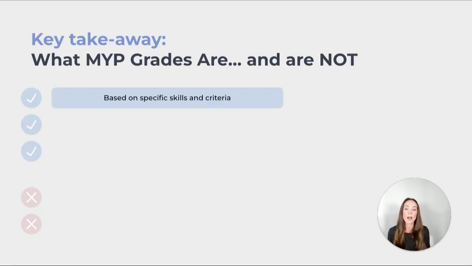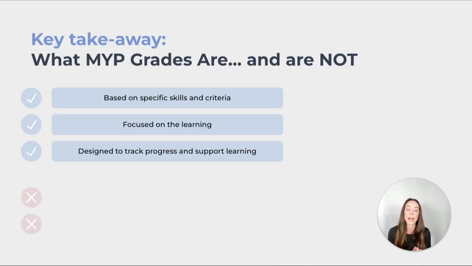Each grade reflects how well a student has demonstrated certain skills and understanding in a subject. They are focused on the learning. Grades show where the student is at in their learning and where they can go next. And they are designed to track progress and support learning. They're a reflection of progress over time. Multiple assessments contribute to the final result, giving students many opportunities to improve and demonstrate growth.